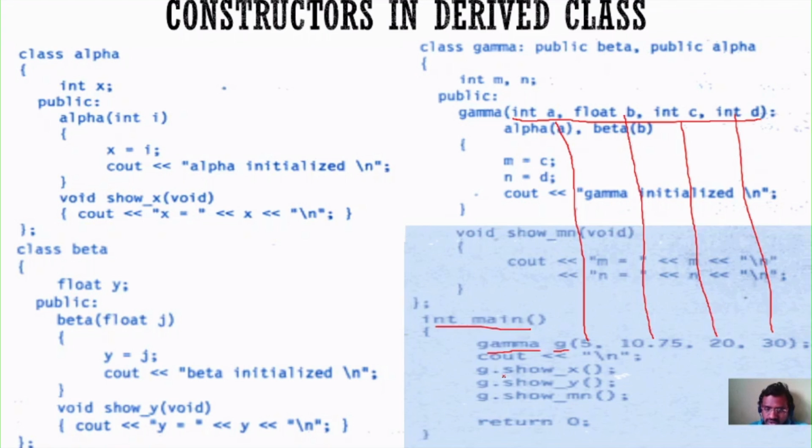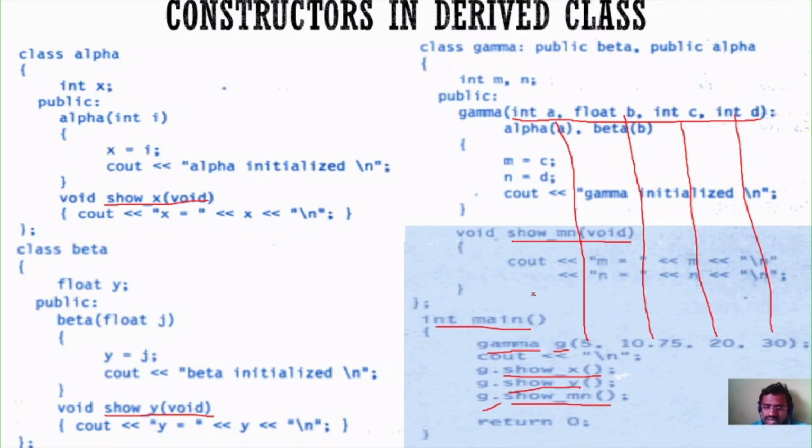First we are going to call showX. That means we are going to call this particular function by using the object g. Then we are going to call showY, calling this function using g. And finally we are going to call showMN, this particular function by using the object g.